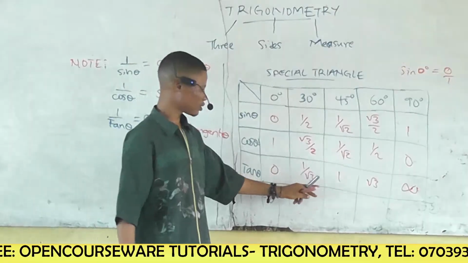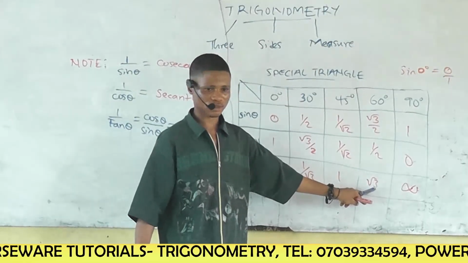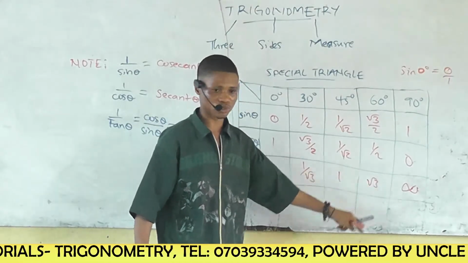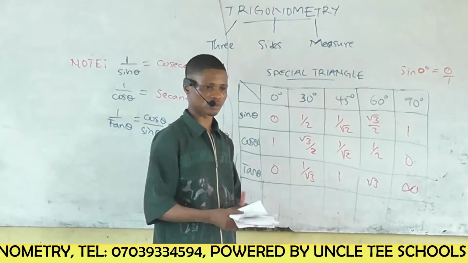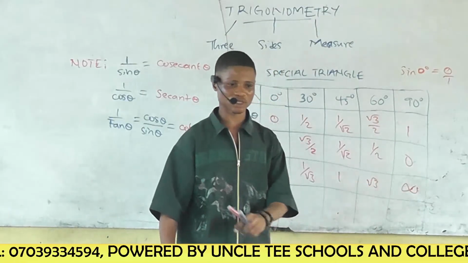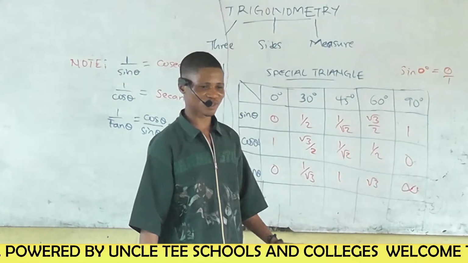Root 3. Reciprocal of this, 1. Reciprocal of this, 1 over root 3, because this is root 3 over 1, right? So if you take the reciprocal, it will be 1 over root 3. Now, if you take the reciprocal of infinity, what will you get? Who can tell me? What will you get?